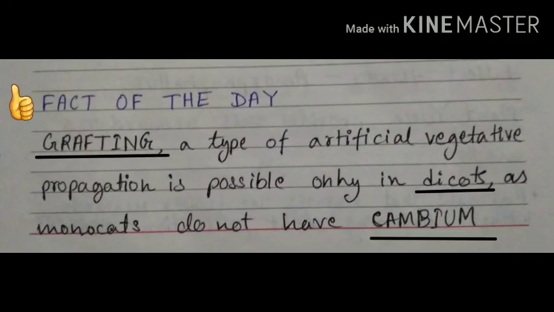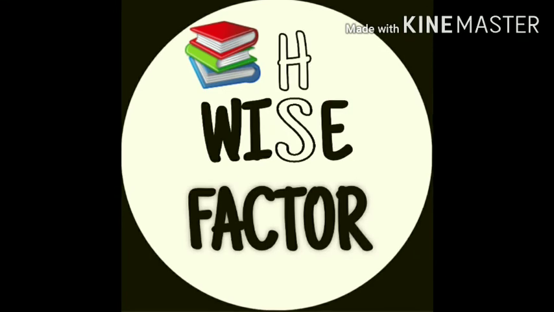Let's move on to the fact of the day. Grafting, a type of artificial vegetative propagation, is possible only in dicots, but not in monocots because monocots do not have cambium, which means cambium is necessary for the process of grafting. That was all for today's topic.